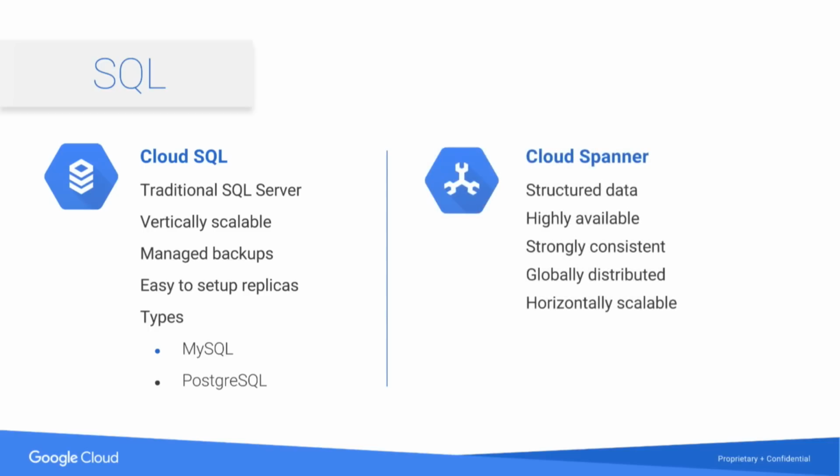The other way is using Cloud Spanner from a SQL perspective. So Cloud Spanner was a recent announcement, but this provides a relational database that is strongly consistent, highly available, and globally distributed. And there's a session later this week that's going to drill into the covers of Cloud Spanner and talk a little bit more about how that's possible.